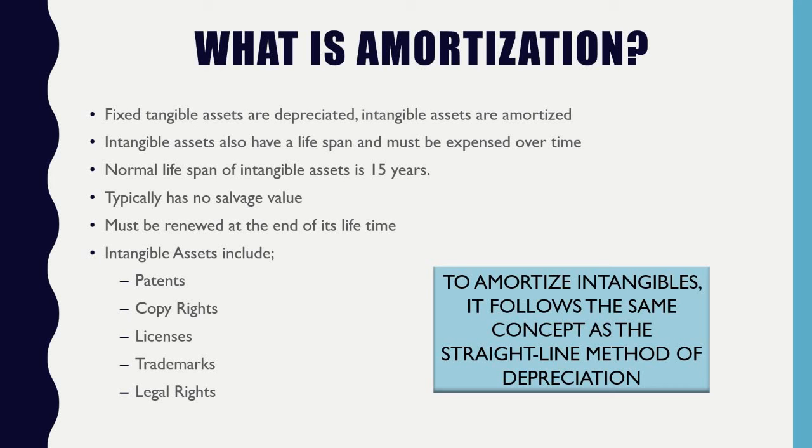Now, again, what is an intangible asset? Straightforward. It's things that you can't touch. Intangible. So things that you own that you can't touch. An example would be a patent, a copyright, a license, a trademark, any kind of legal right. And once again, can you touch a license? Can you touch a copyright?